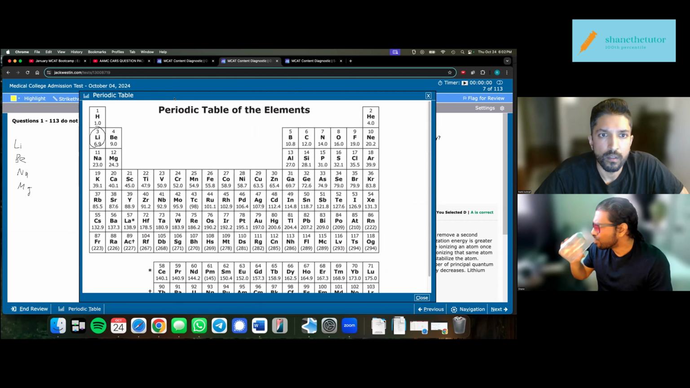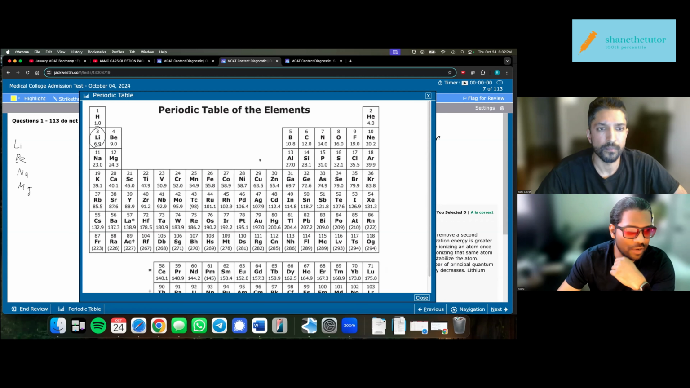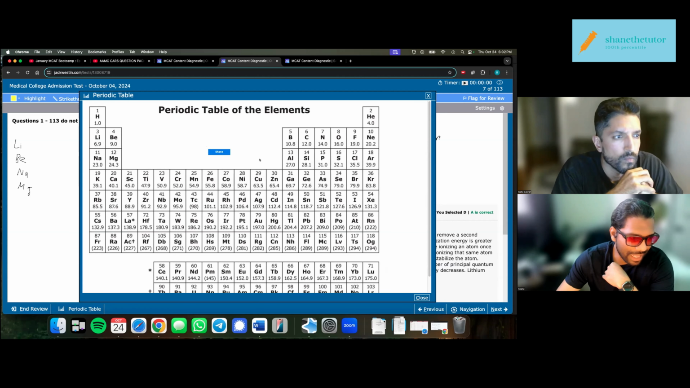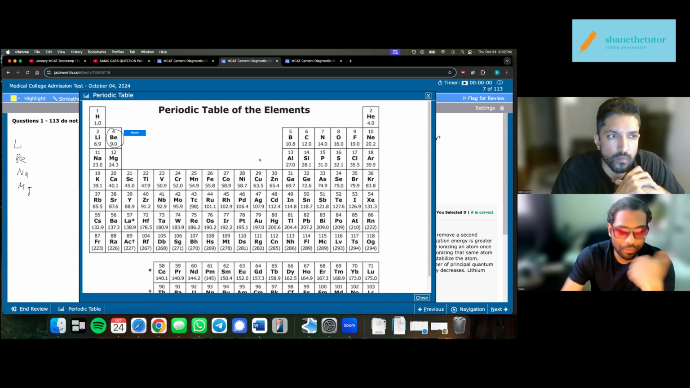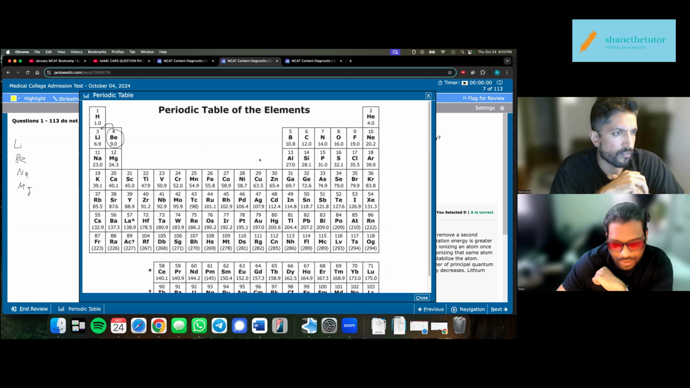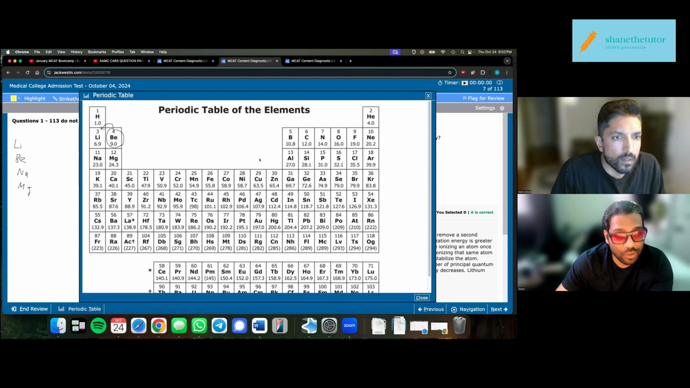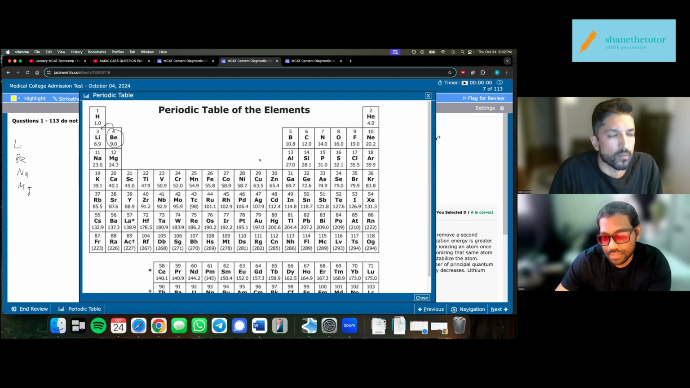All right, so let's say that we have beryllium. Same thing, it wants to be like a noble gas, so it can lose its first electron to be like lithium. And that's the first ionization energy, when you're saying it's losing its first electron. Okay. So yep, that's the first ionization energy. And it wants to lose another one to be like helium.